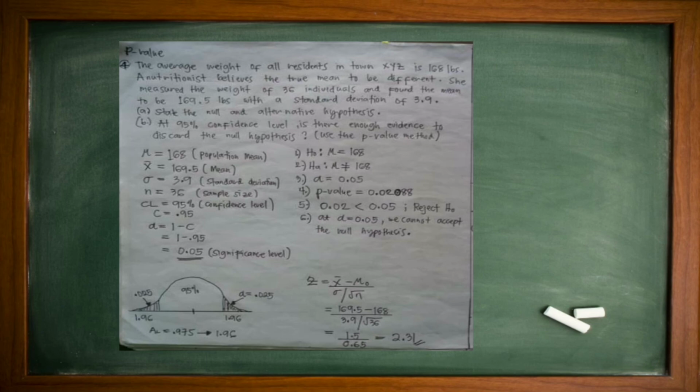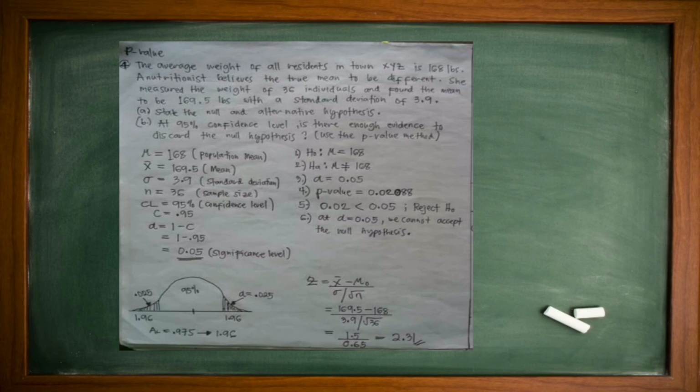And then, meron tayong, ito po yung mean, which is 169.5. And then, we have the standard deviation, which is 3.9. We have the sample size, which is 36. And then, so dito po, confidence level is 95%. Okay. So, hindi po given yung ating alpha value.